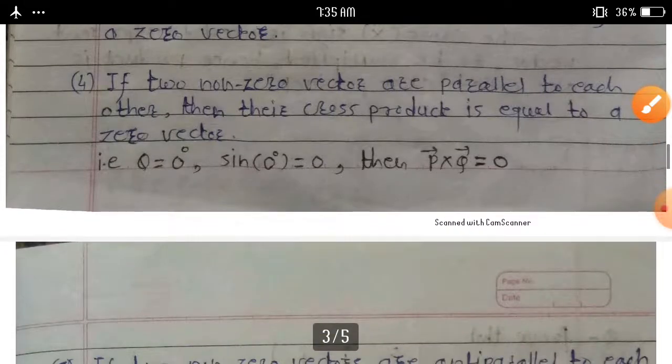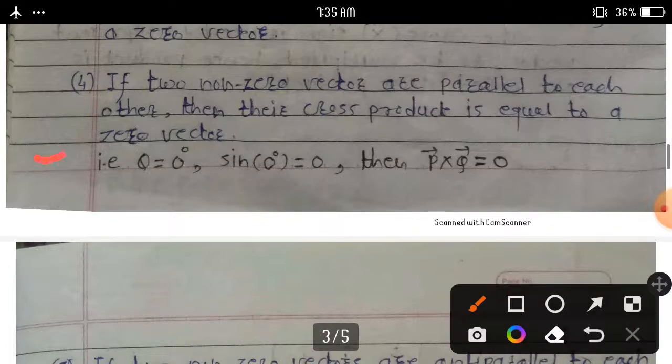Fourth characteristic, if two non-zero vectors are parallel to each other, then their cross product is equal to a zero vector. If two non-zero vectors are parallel to each other, then their cross product is equal to a zero vector.